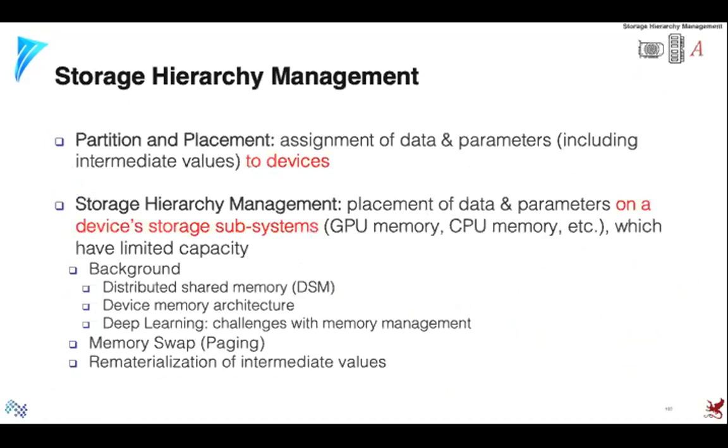So storage hierarchy management is concerned with how to place the data, parameters, and intermediate values on different memory and storage subsystems. Again, because GPU memory is just too small to hold large models with billions of parameters, gigabytes of values.